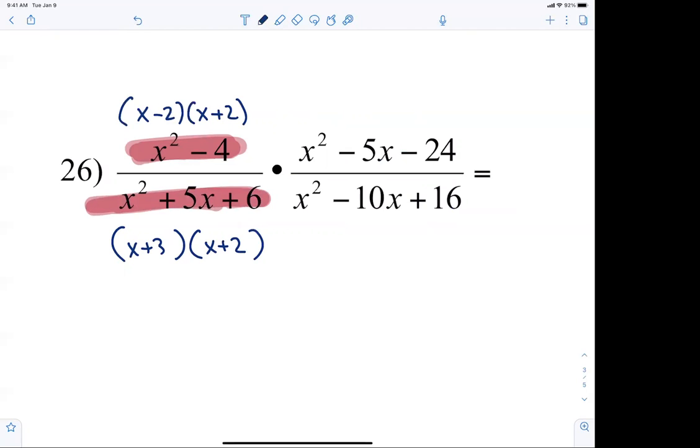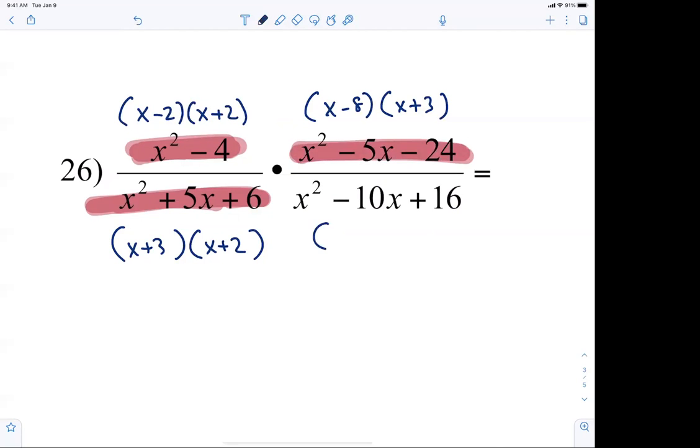Now, what about the numerator? x minus 8, x plus 8. You with me on that, Jake? Right? Then on the bottom, x minus 8, x minus 2. That's on the bottom. Thank you very much. All right. Anybody have any issues with that?